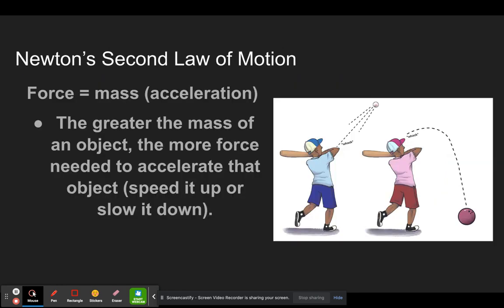Newton's second law of motion is force equals mass times acceleration. The greater the mass of an object, the more force needed to accelerate that object, meaning to speed it up or slow it down. In the image to the right, you can see two people hitting two different types of balls. One's hitting a baseball and one's hitting a bowling ball. If you know that a bowling ball is a lot heavier than a baseball, you're going to have to use more force to get that bowling ball to go farther. So just knowing the mass of objects will help you know the force needed to accelerate that object, meaning you have to speed it up or slow it down.